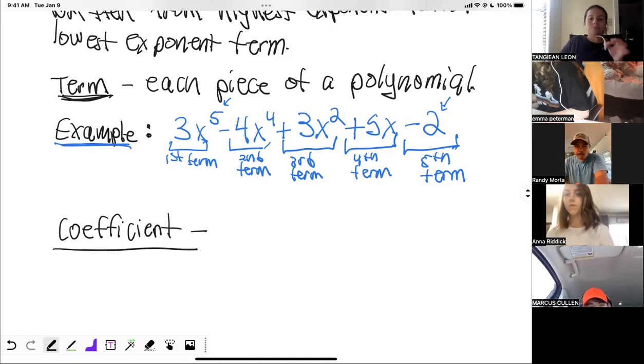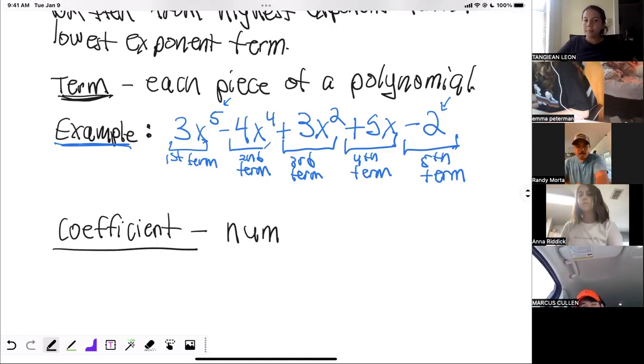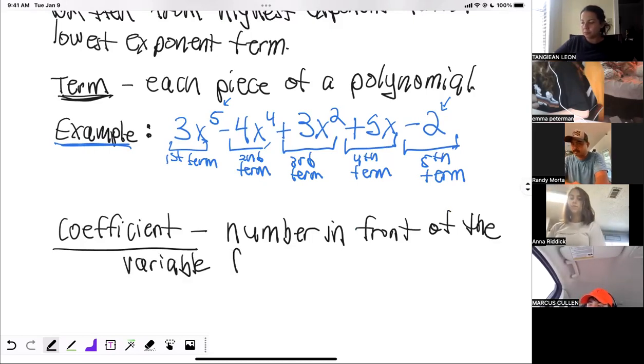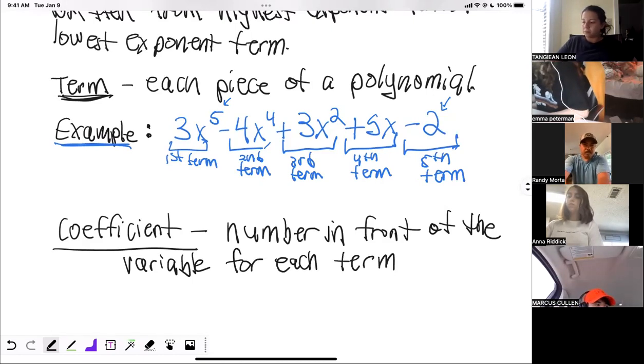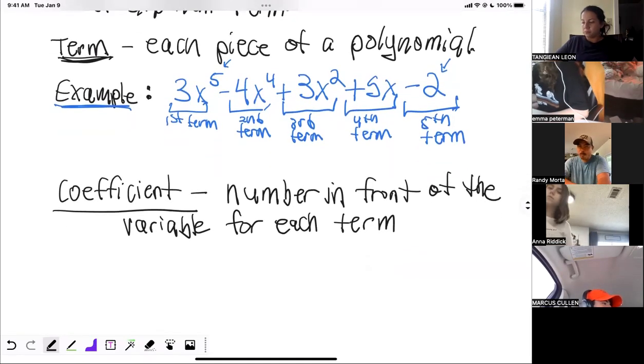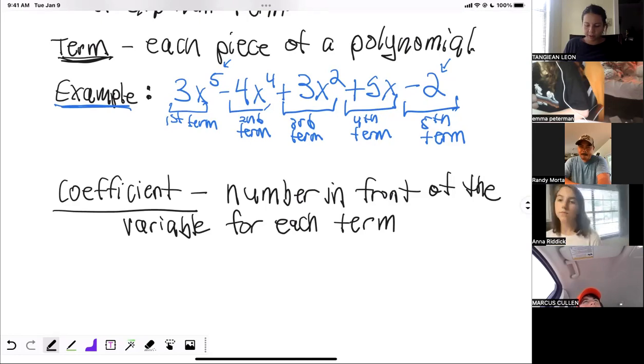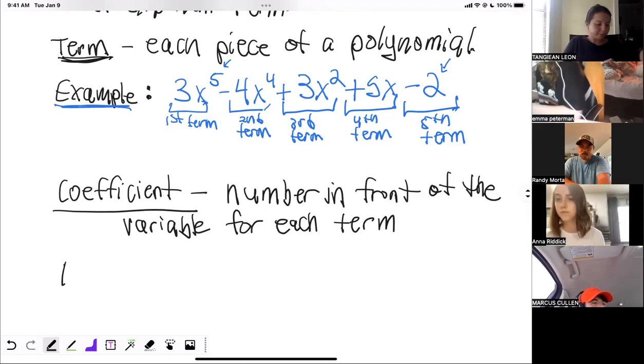Okay. It's the number in front of the variable for each term. So there could be many coefficients in a polynomial. There's a very special coefficient which, as you go on with math, is going to tell you a lot about what the graph looks like. And that's called a leading coefficient.